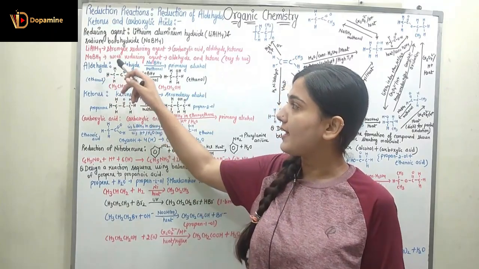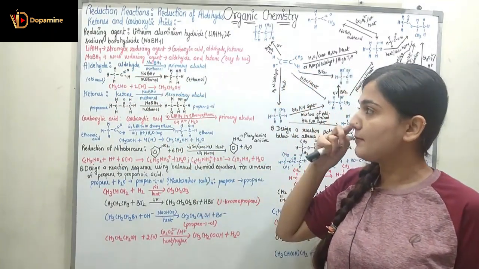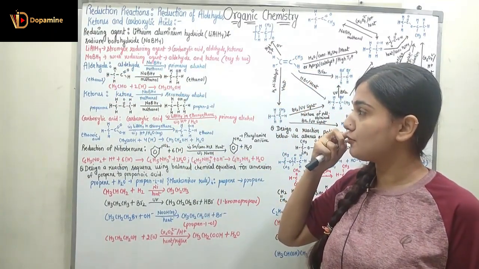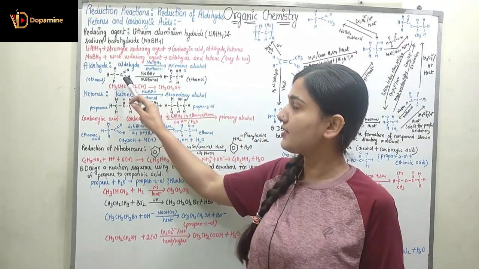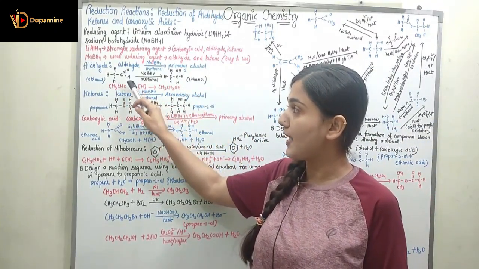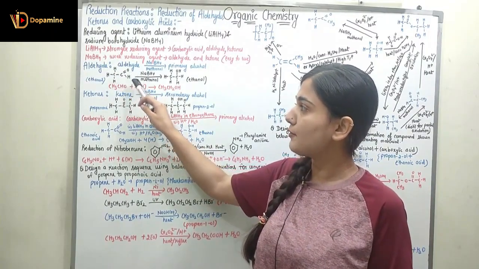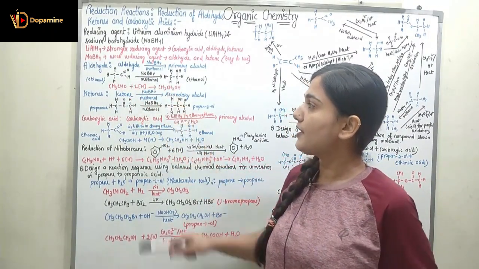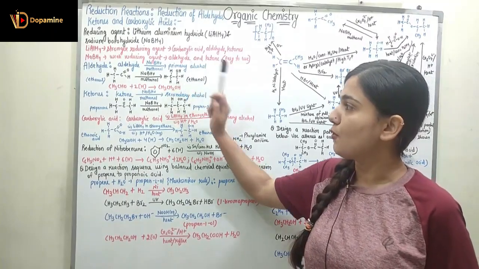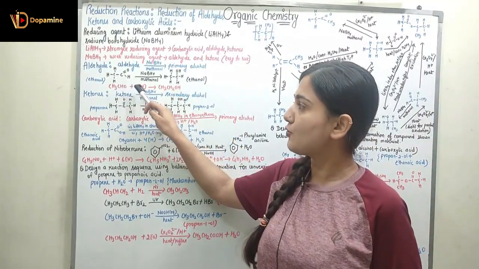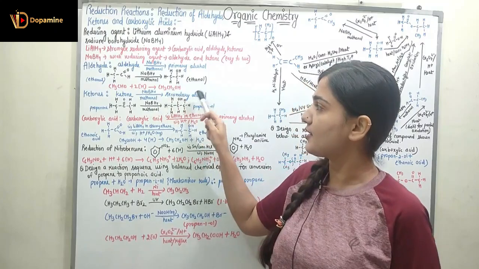Now coming to the aldehyde. Aldehyde in the presence of NaBH4 and methanol is going to reduce to form the primary alcohol. So for example, we have the ethanal CH3C double bond O H, right? In the presence of NaBH4 and methanol, it is going to give me ethanol, CH3CH2OH, right? So CH3CHO plus 2H is giving me CH3CH2OH.